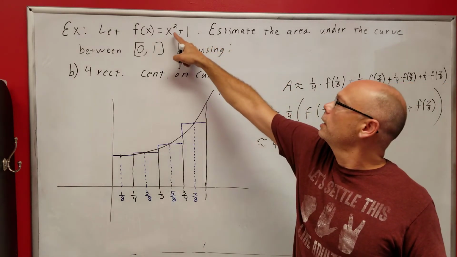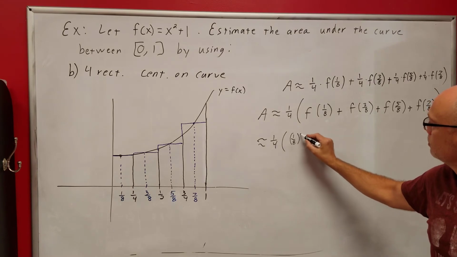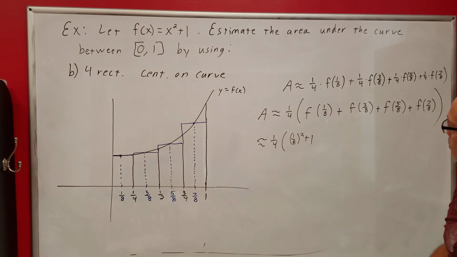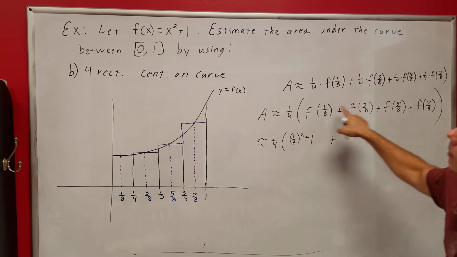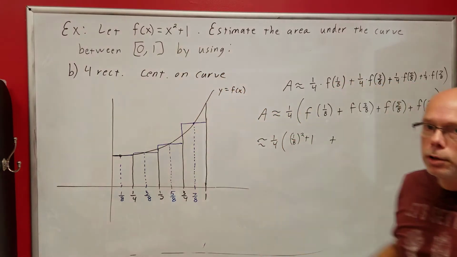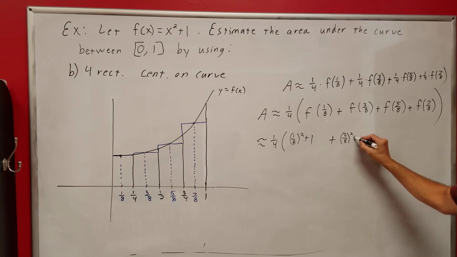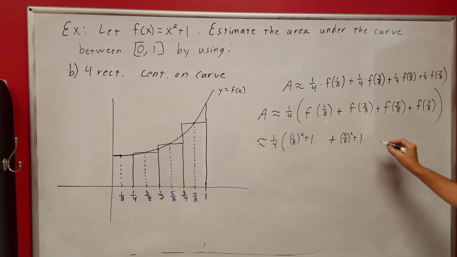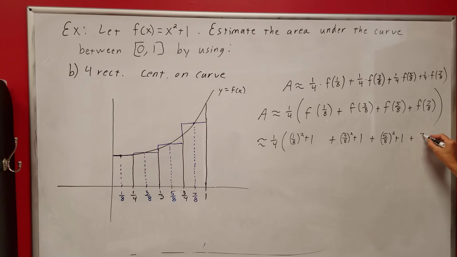Sub in 1/8 right here for x. So you have 1/8 squared plus 1. Plus f of 3/8, so you have 3/8 squared plus 1. Plus f of 5/8 will be 5/8 squared plus 1. And f of 7/8 is 7/8 squared plus 1.